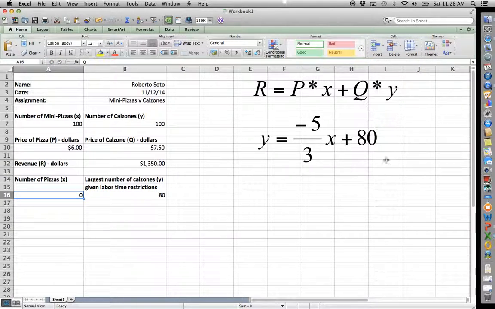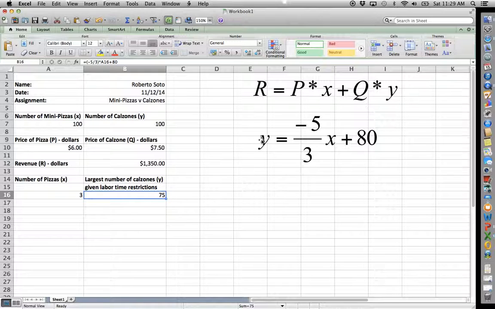Now, this formula relates the number of pizzas to the number of calzones you can produce, given the fact that you only have so much time. You only have 480 minutes. So if you produce one pizza, you could produce at most 78.33 calzones. And you know it's not going to be 78.3. 78 would be the most. And if you could make two pizzas, then at the most you could do 76. Again, not a real time value, but it's the best we can do. And then if you do three, and so on and so forth.